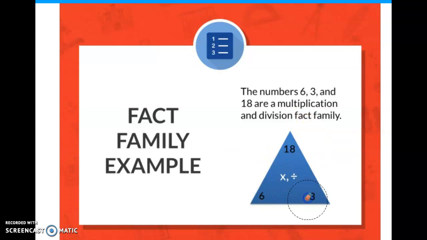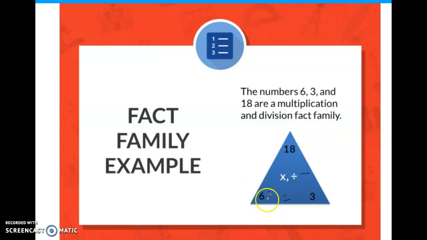So let's see division and how that works. 18 divided by 6 equals 3, or 18 divided by 3 equals 6. So it's a little triangle, and you can put each number in the corner, and we're going to practice this some more. And then you can use your symbols using multiplication and division.